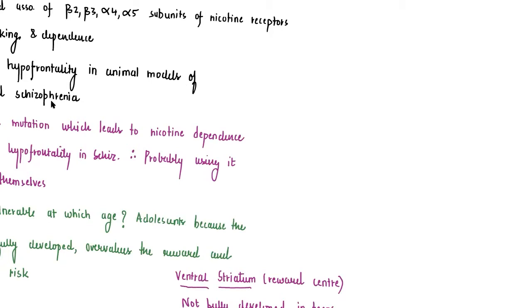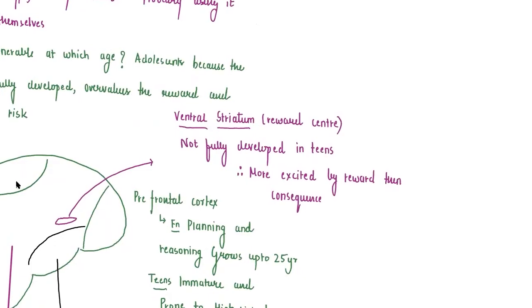So you might have seen a lot of schizophrenia patients who are addicted to nicotine because it helps them feel sharper, because you find yourself dimming down when someone is diagnosed with schizophrenia, don't they? Now, the same gene mutation which leads to nicotine dependence also leads to hypofrontality in schizophrenia, therefore they are probably using it to treat themselves. Who is the most vulnerable at which age?